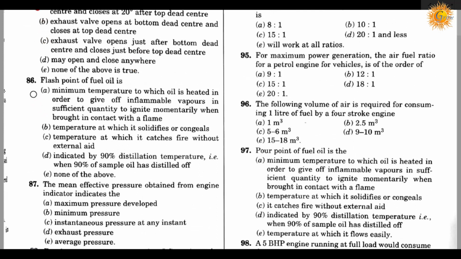Question number 86. Flash point of fuel oil is option A minimum temperature to which oil is heated in order to give off inflammable vapors in sufficient quantity to ignite momentarily when brought in contact with a flame. Option B, temperature at which it solidifies or congeals. Option C, temperature at which it catches fire without external aid. Option D, indicated by 90% distillation temperature, that is, when 90% of sample oil has distilled off. Option E, none of the above.